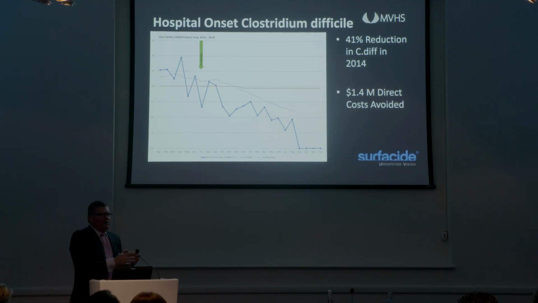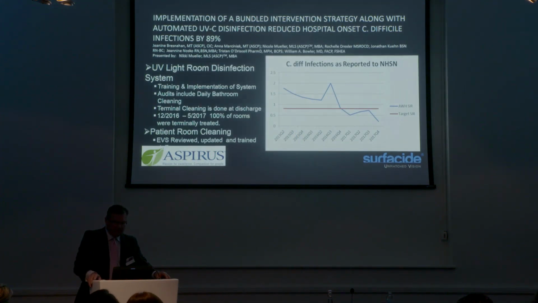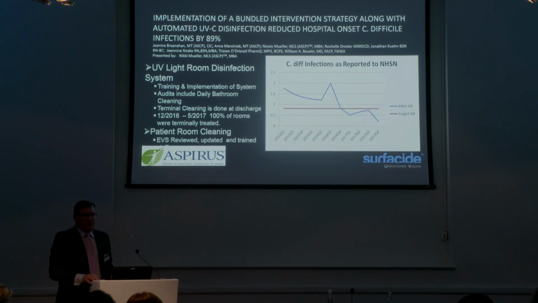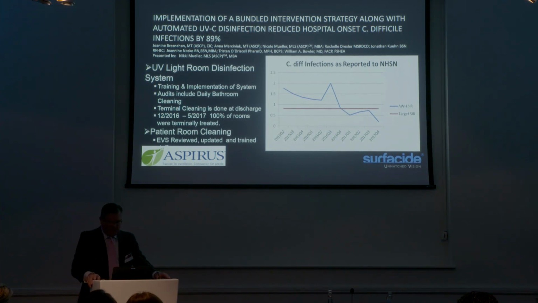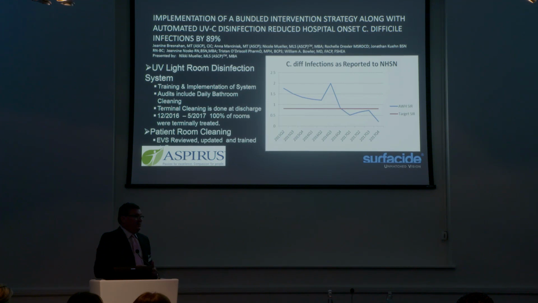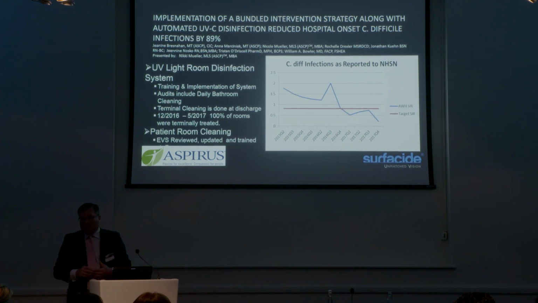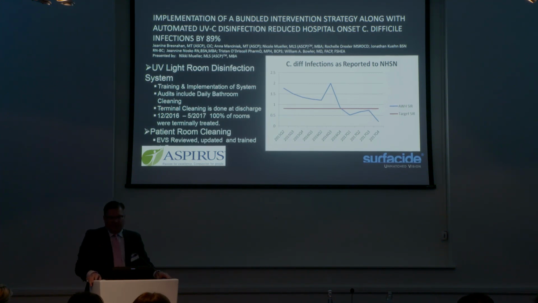They weren't only using it on C. diff. We just measured the C. diff reduction. And those results are not rare. This is a small community, 300-bed hospital in northern Wisconsin. They, too, were struggling with C. diff, and in the first year after deploying Surfacide, they reduced their hospital onset C. diff by 89%. We have large bodies of evidence of similar type results.